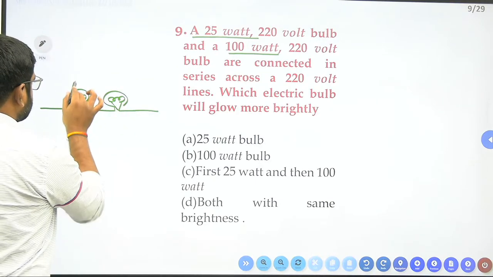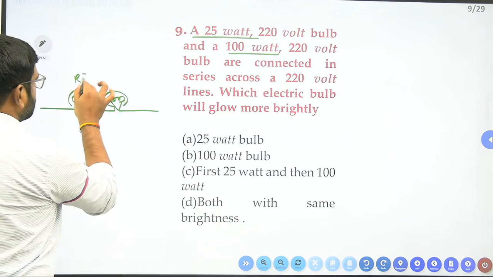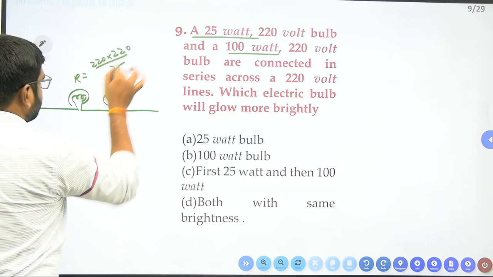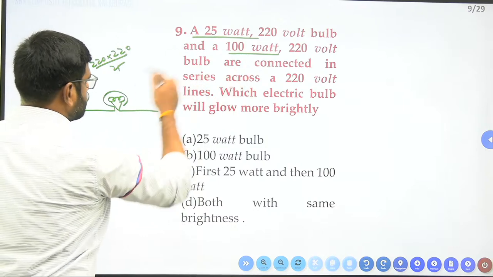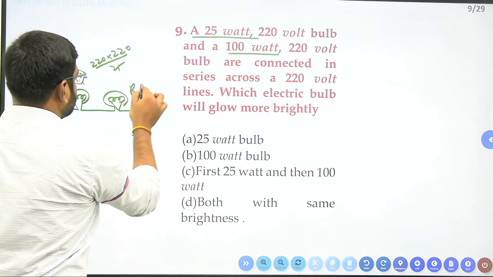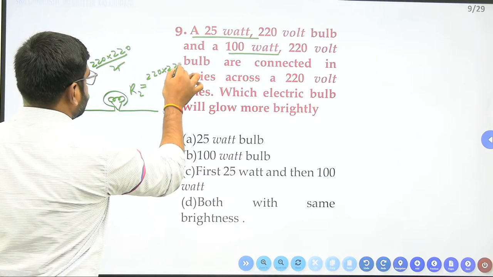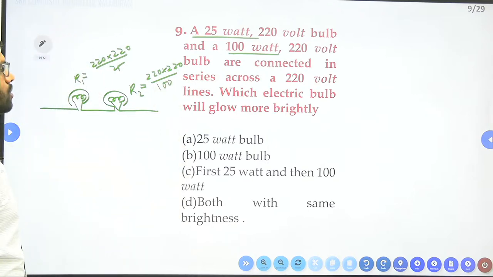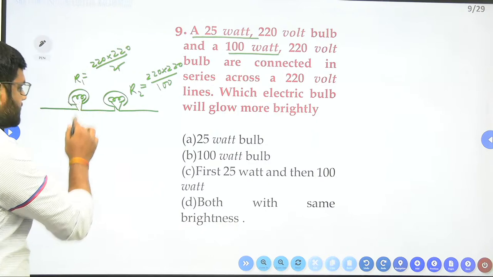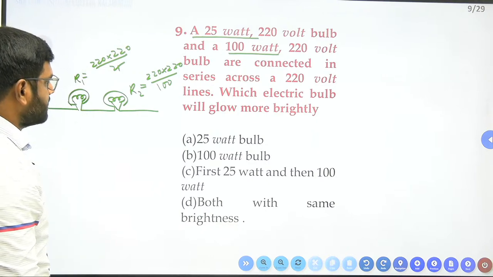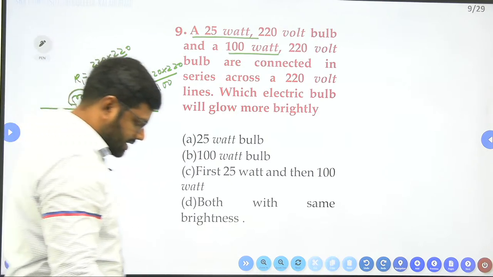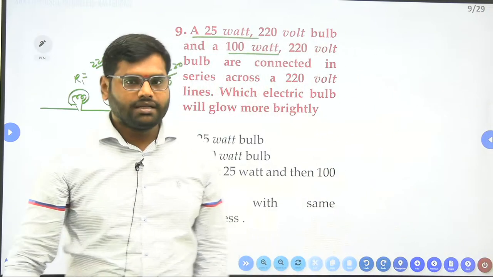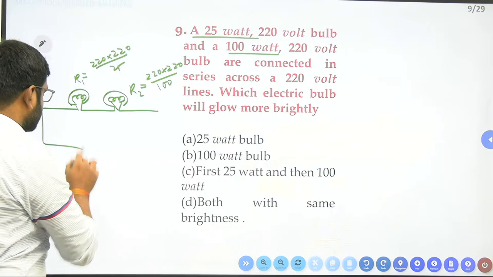Here, how much resistance do we have? R1 is equal to 220 into 220 divided by 25. And the second one has resistance R2 equal to 220 into 220 divided by 100 watt. Are you getting it? So which one has higher resistance? The first one has higher resistance, right? But they are connected in series.